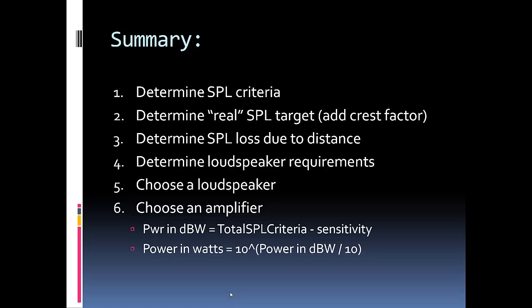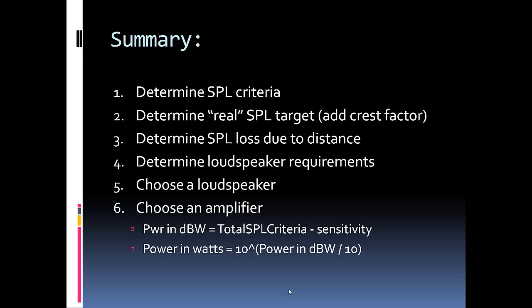Then we chose a loudspeaker by determining what its maximum output is, maximum continuous output based on its power rating. And again, depending on how the power rating is defined, will tell us what the actual peak output level of that loudspeaker is. And then we can also figure out what the average continuous output of that loudspeaker is. And so then based on that, we choose an amplifier to drive that loudspeaker as loud as we need using our total SPL criteria minus sensitivity. Plug in the numbers, do the calculations, and we have our answer in terms of what kind of amplifier we need.